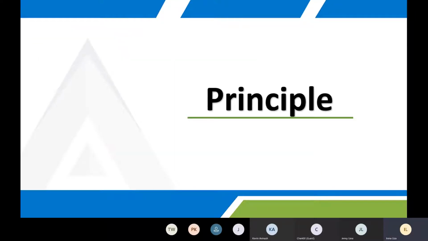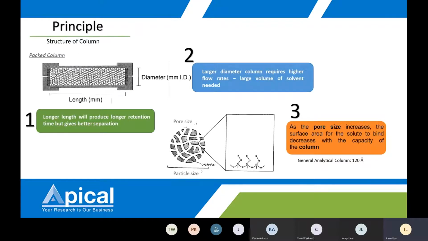Now let's look into some of the principles of the column. There are a few things we need to remember when we purchase a column: the length, the diameter, as well as the pore size. The longer the column, the longer the retention, and it also tends to give better separation. So if you have two compounds that are very close together, you can play with the length and get a longer column for a better separation.